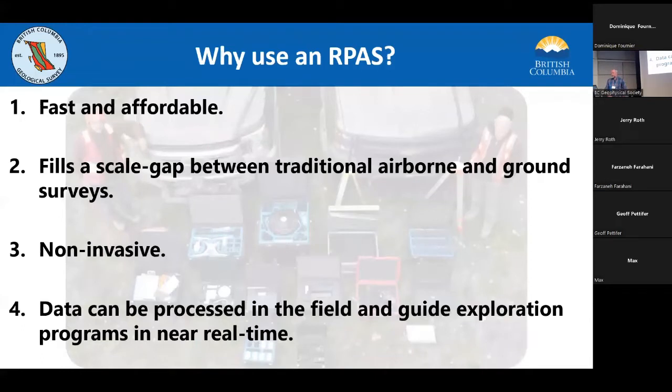So Ron did a great job this morning talking about advantages and disadvantages, why you might consider using an RPAS for whatever you're trying to do. Most of these he's already covered off. I've used here in the last point, which is actually what gets me most excited about this method, that these data can guide exploration programs. I'm saying in near real time in reference to the fact that you can fly a survey one day, process those data that night, and then use those data to guide the exploration program the next day.